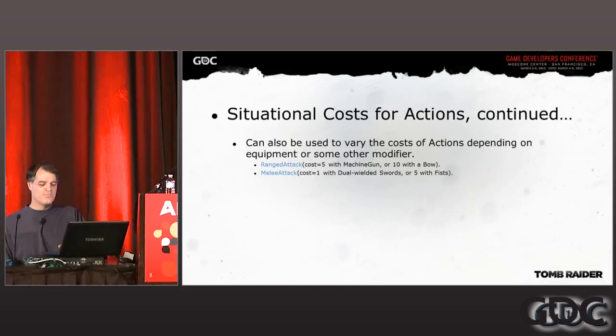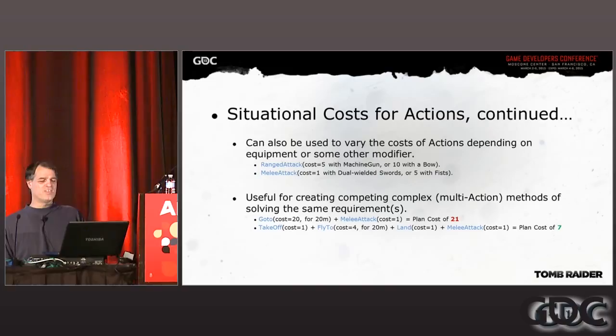It's also useful for creating competing complex multi-action methods for the same requirement. In at least one of the games, we had the ability for some of our NPCs to fly. So they would make a choice of, do I want to run to my target to do the melee attack, or is it worthwhile to spend the cost of a fly-to action, which requires taking off, and then of course I need to be in a landed state when I do the melee attack. So the cost ends up being the total of takeoff, fly to, land, and melee attack, and it makes sense when they have to fly a certain distance, but if they're very close to their target, it makes more sense to just walk or run there.